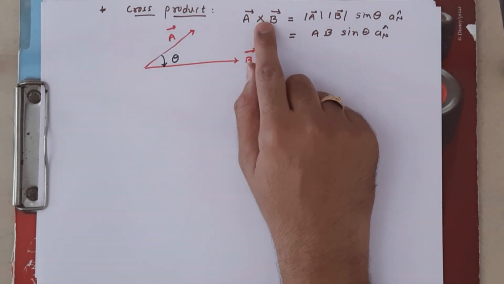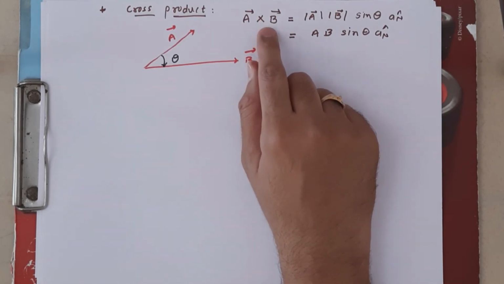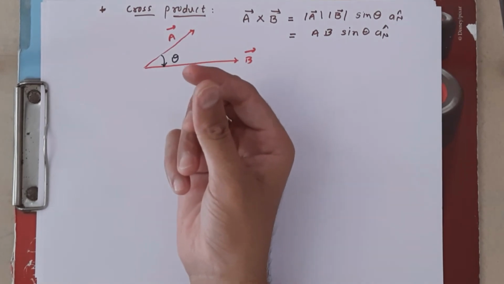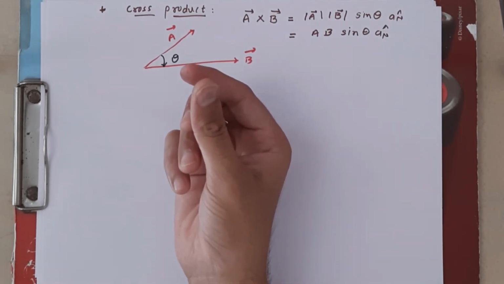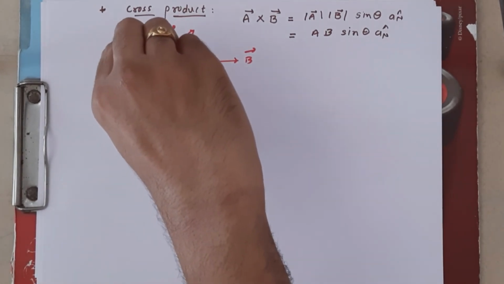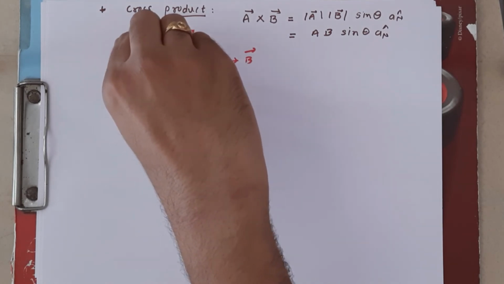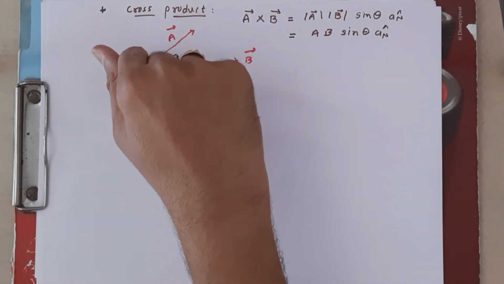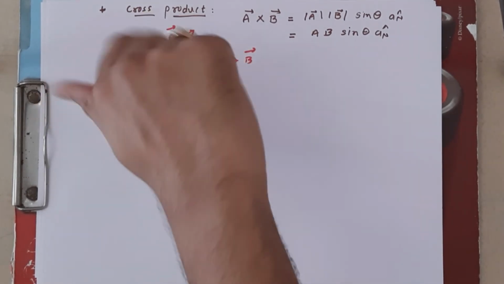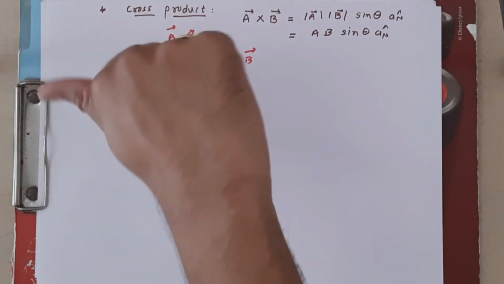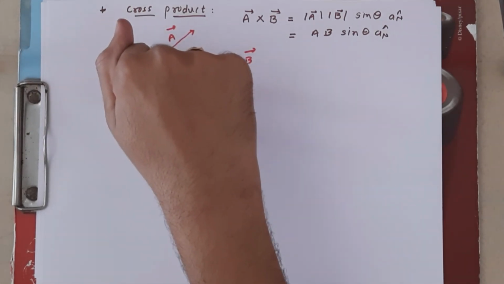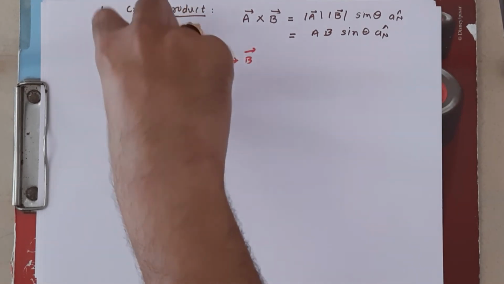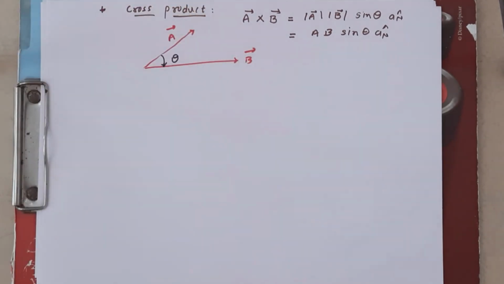Okay, so which rule do we have to use? Actually we have to apply the screw rule. We always prefer the screw rule. Suppose I have one simple screw, and I have to rotate the screw in the clockwise direction, so the screw goes inside the page. But if I rotate the screw in the anti-clockwise direction, it comes outside of the page.